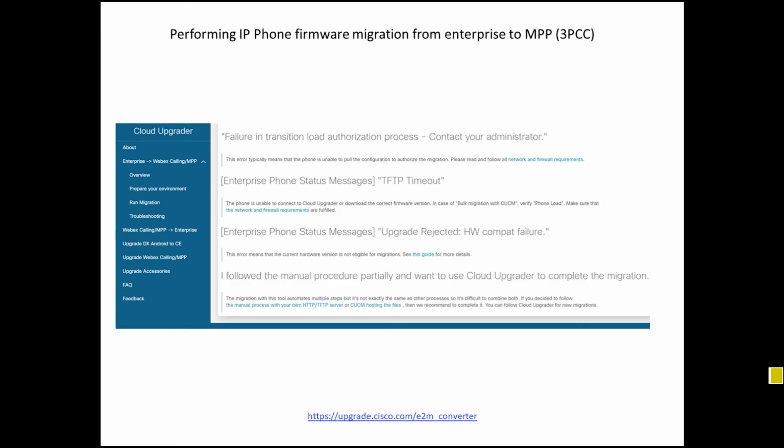Okay. So the next possible error that you might see is "failure in transitional load authorization process. Contact your administrator." It says here, this error typically means that the phone is unable to pull the configuration to authorize the migration. Please read the following network and firewall requirements.